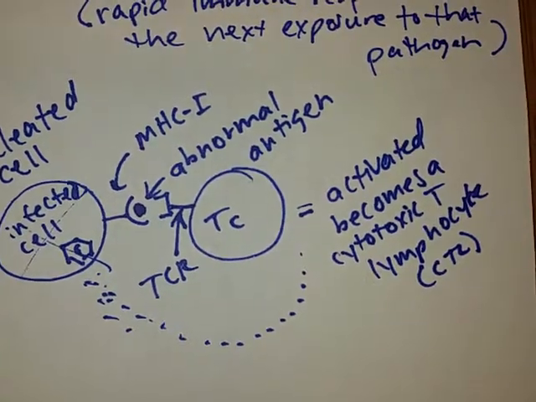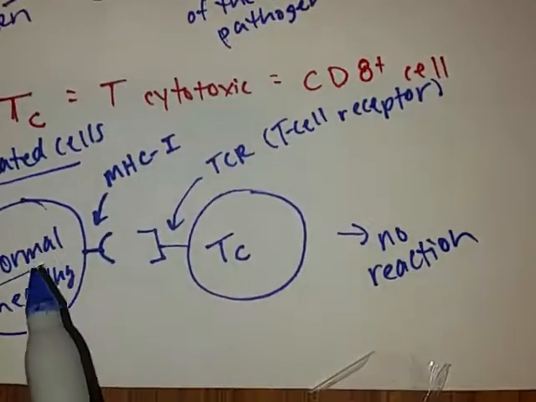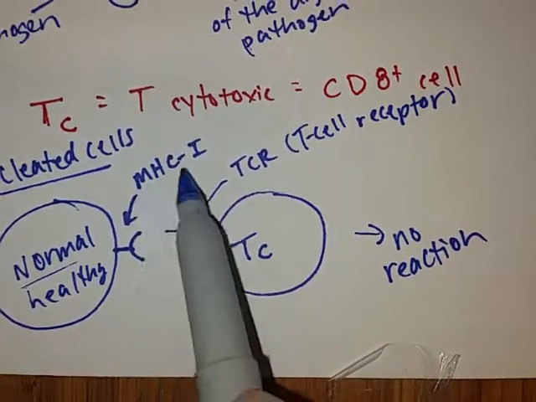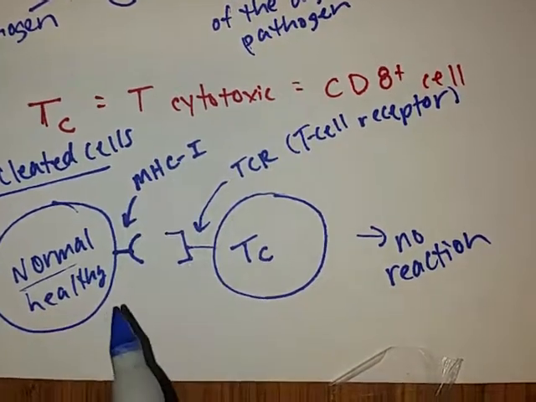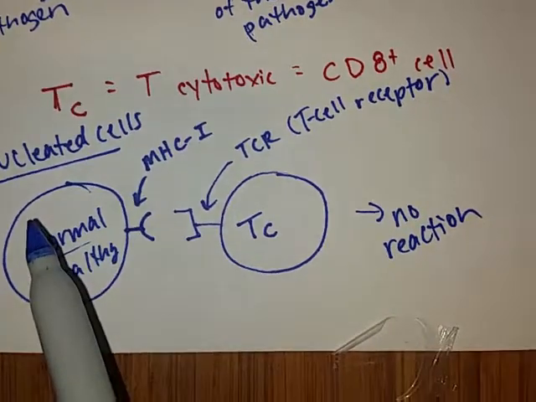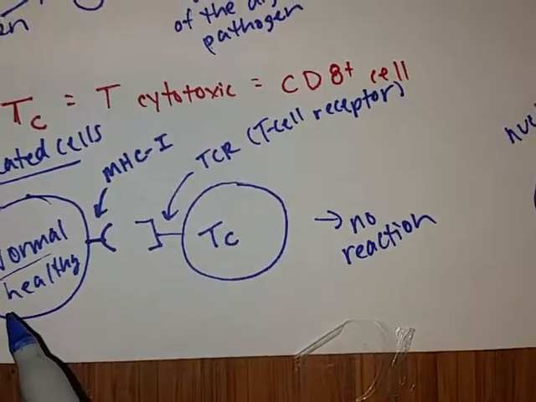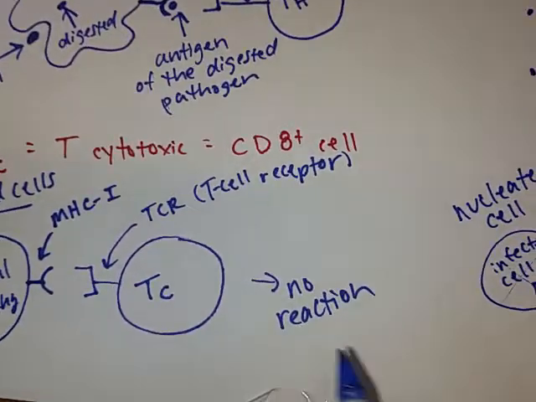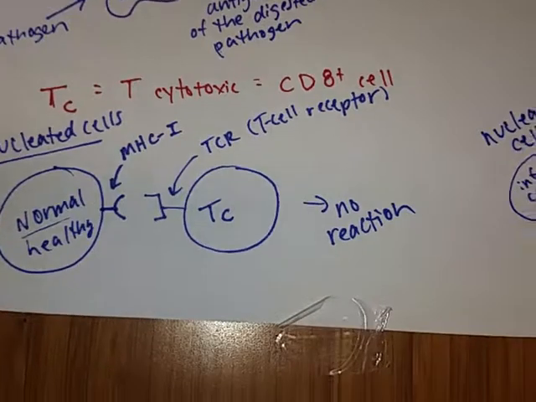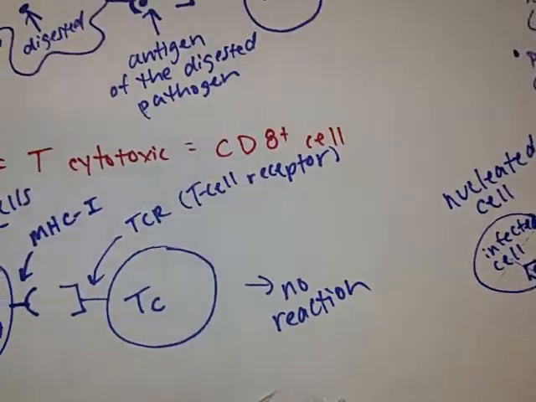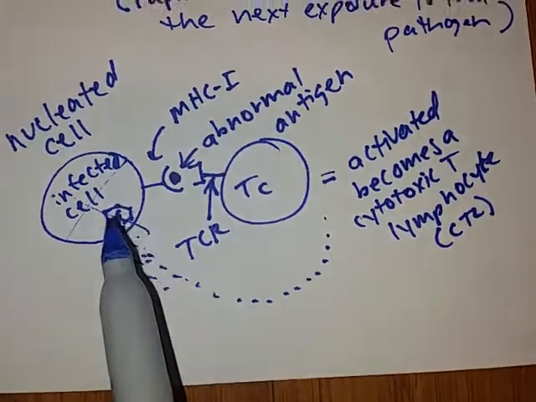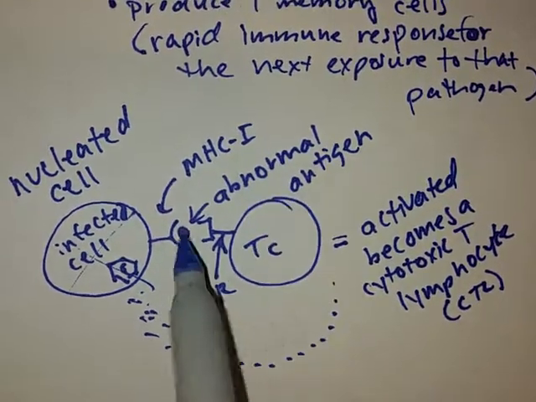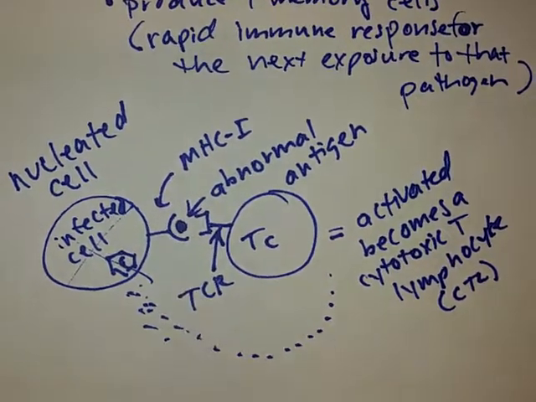So we'll go through that one more time. Once again, nucleated cells, which is almost every cell in your body, are going to present MHC1 on their surface. And when a healthy cell becomes infected or maybe becomes cancerous, it's going to start producing abnormal protein, some abnormal antigen. So normal cells don't produce any funky antigens, but ones that are infected by viruses or parasites, or if it's cancerous, then they start showing this abnormal antigen on their MHC1.